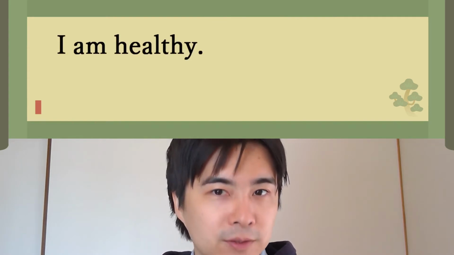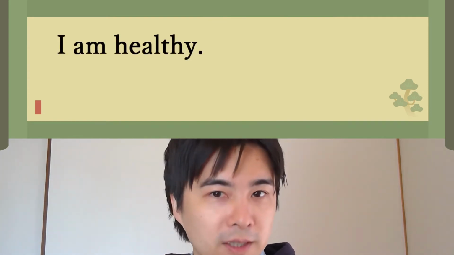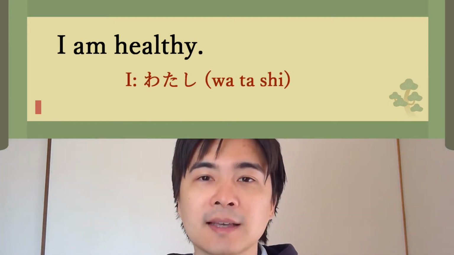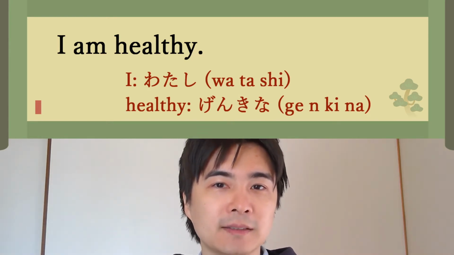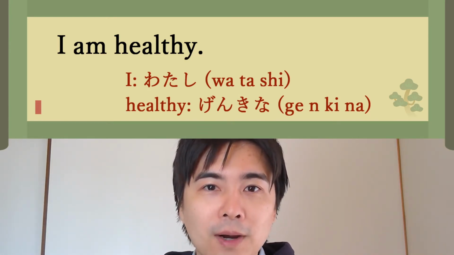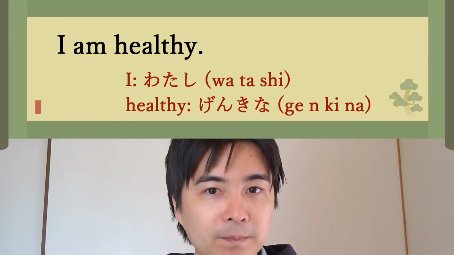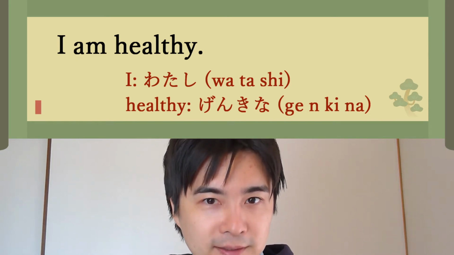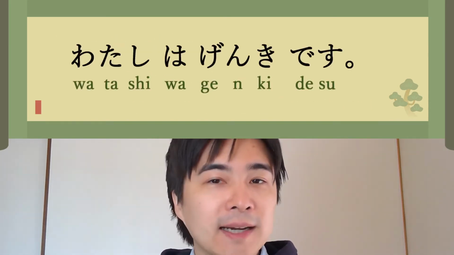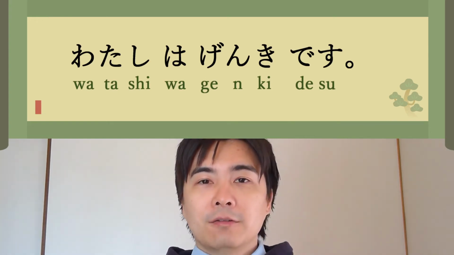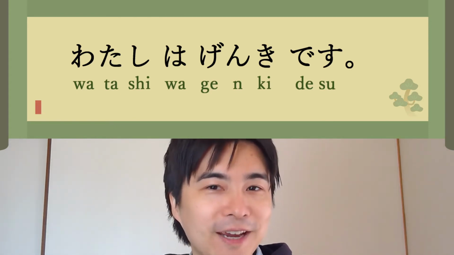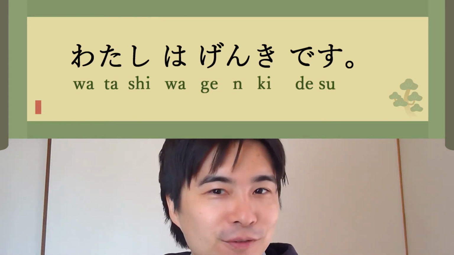Let me ask another question. How do you say I am healthy? To give you a few hints, I is 私 and healthy is 元気な. 元気な means healthy or energetic. So how do you say I am healthy? If you want to think for a while, please stop this video. And the answer is 私は元気です。How was it? You didn't say 私は元気なです, did you?